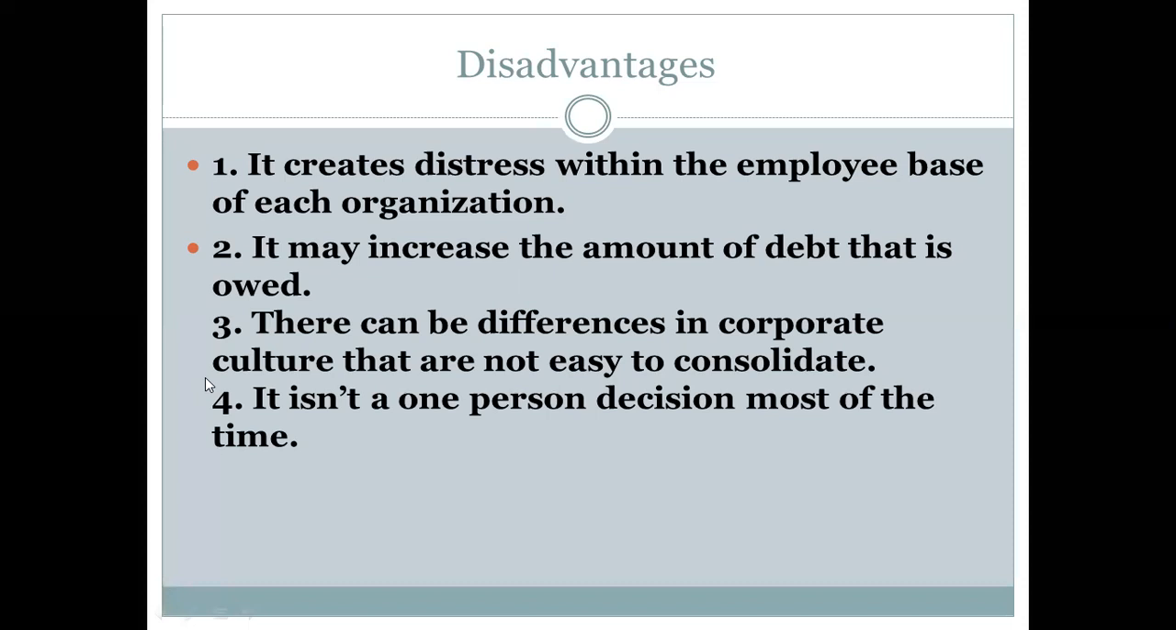So it isn't a one-person decision, whether by company A's top management or company B's top management. The decision should be based on the consent of both managements. So it will lead to some problems within the organization after implementing the process of merging and acquisition.